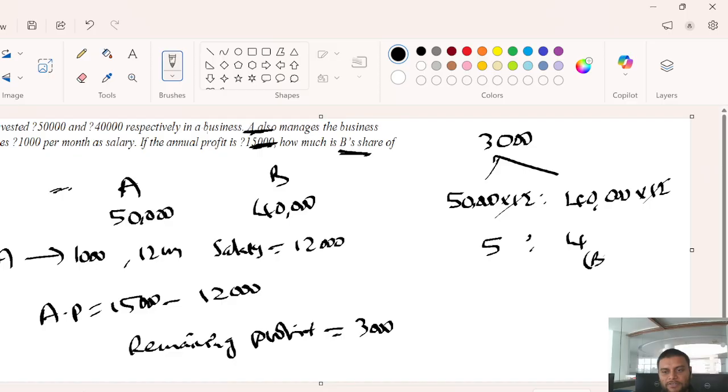B's share will be this one. That is, B's share is equal to 4 by 5 plus 4, total 9 parts, into 30,000. That will be coming as the B share. 3 threes, 3 10,000s. You can say this is 100 by 3. 100 by 3 can be written as 33,330.